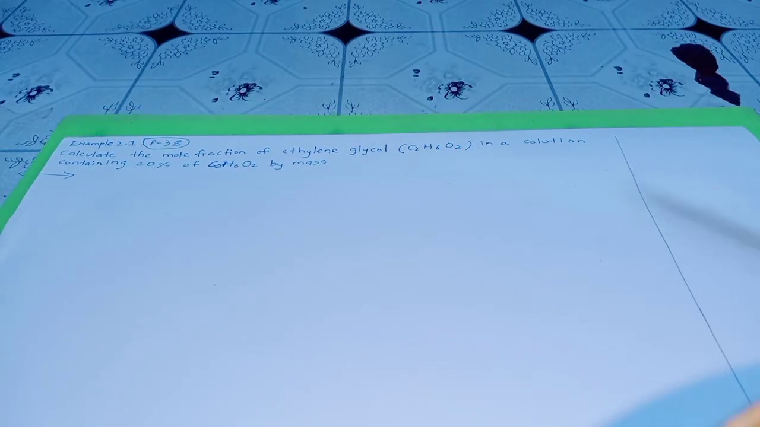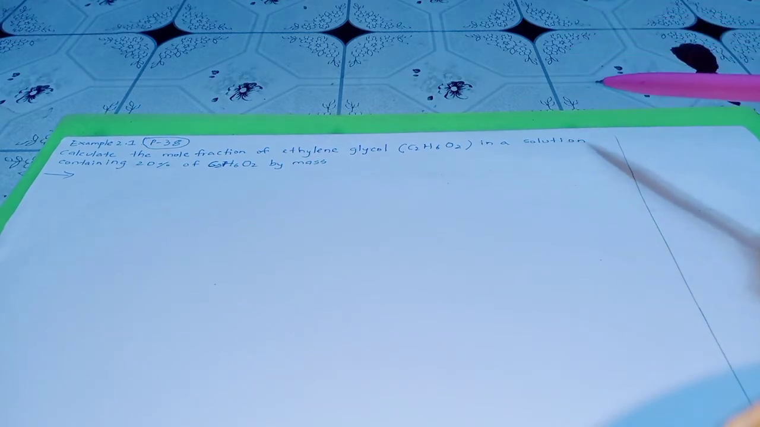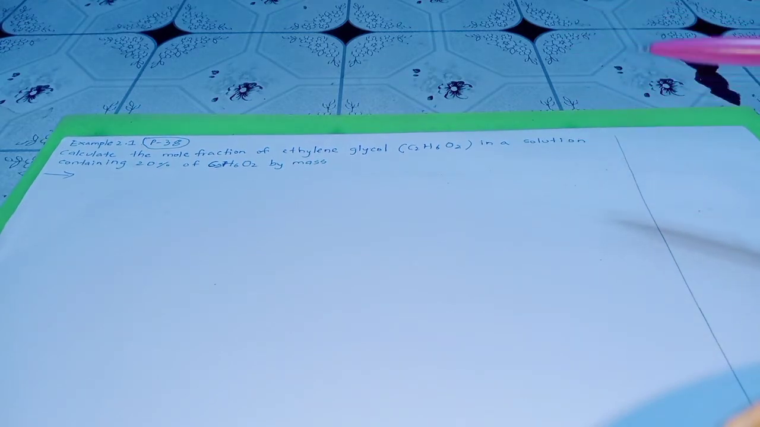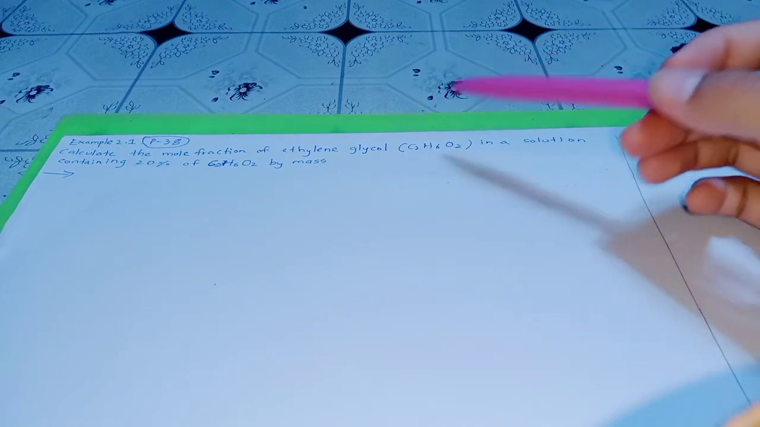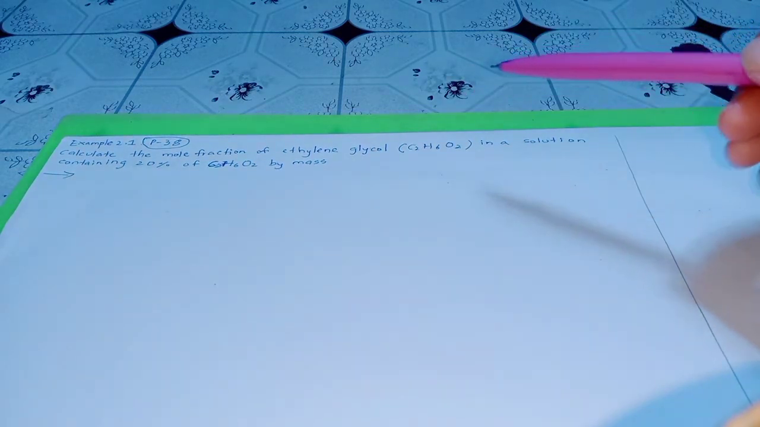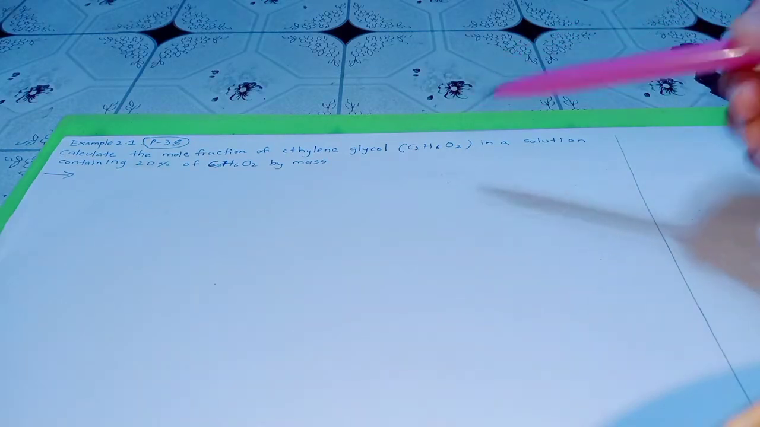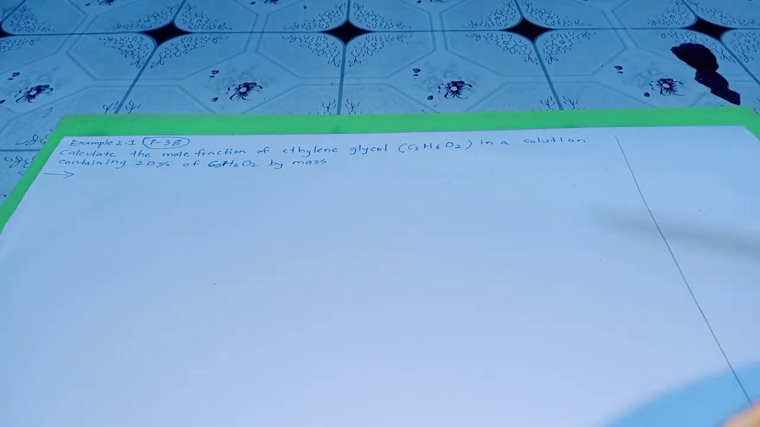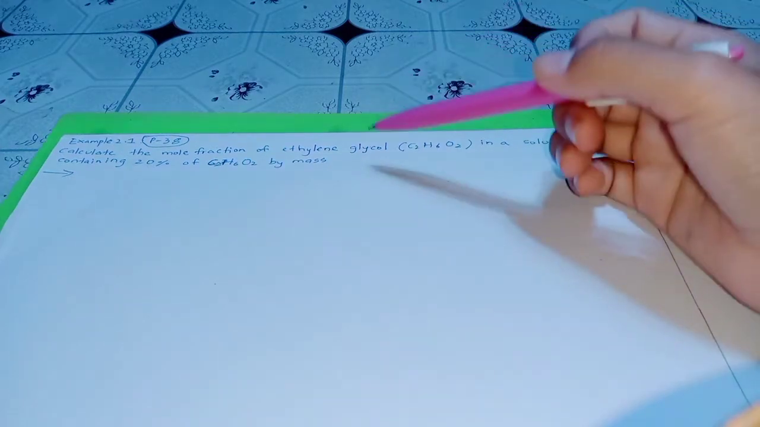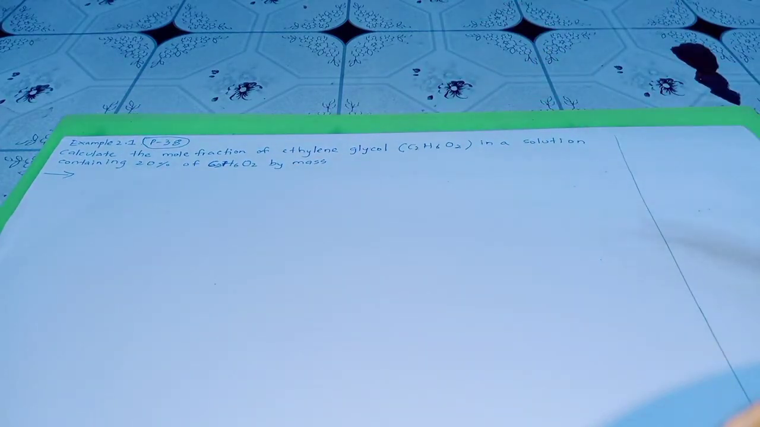Let's solve example 2.1 of our NCERT Chemistry Class 12, and you can find this question on page number 38. The question says to calculate the mole fraction of ethylene glycol, which has the molecular formula C2H6O2, in a solution containing 20% of C2H6O2 by mass. So what do we have to calculate? Mole fraction, right? In order to calculate the mole fraction, we need a formula.